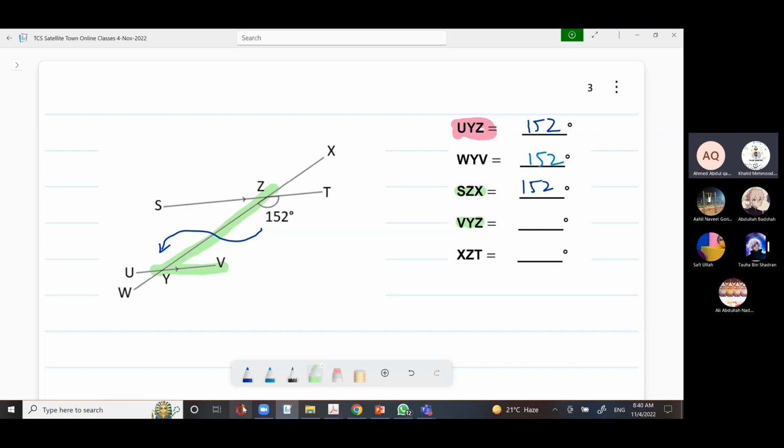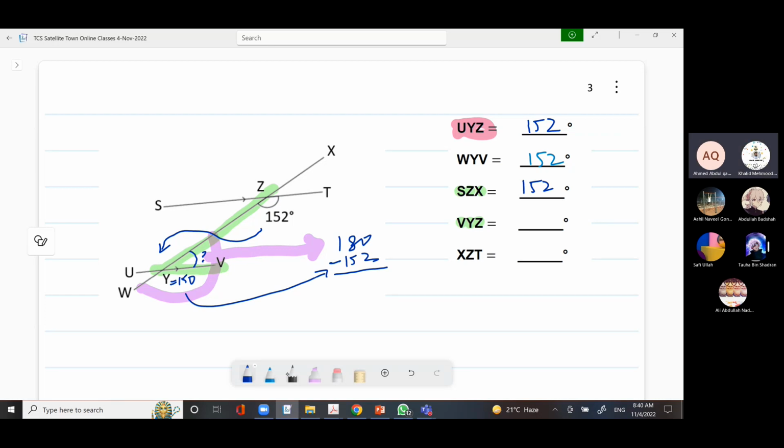But remember that we found out that this is 152. We are going to find this one. Are they making a D shape? Yes, sir. So it means this is making a supplementary angle. So this angle will be calculated by 180 minus 152. So what would happen?